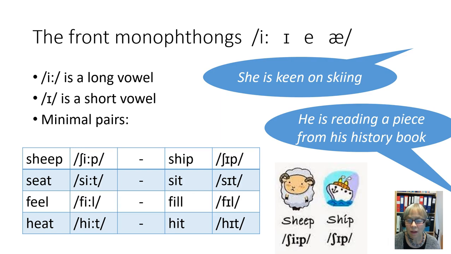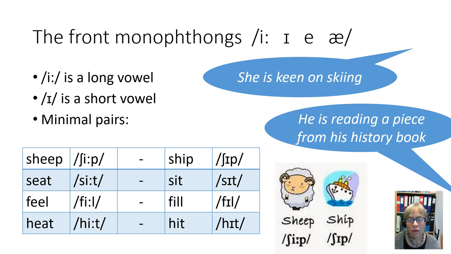Now, one thing that you may want to be aware of is the fact that Norwegian E is much closer than the way most speakers of English say E. You may hear Norwegian speakers of English say, she is keen on skiing. He's reading a piece from his history book. We have a very close E in Norwegian.